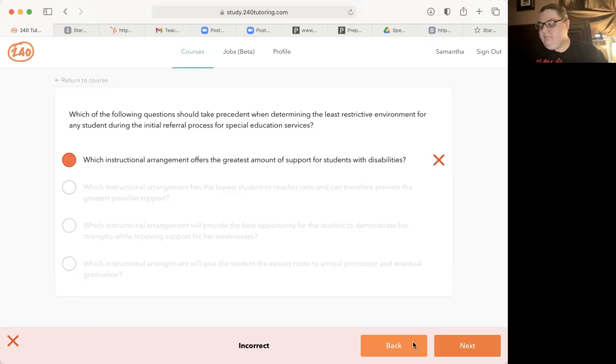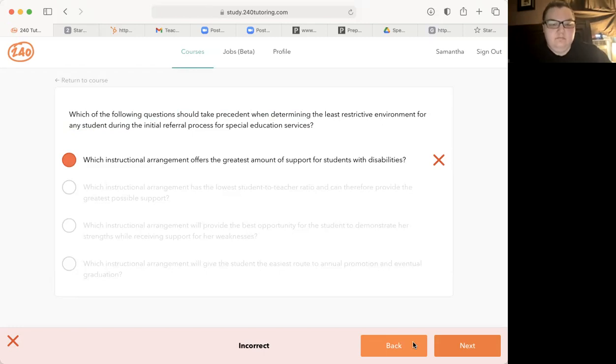So proceed when you determine the least restrictive environment, the LRE, for any student during the initial referral process for special education services. Let's go back with my little handy dandy pen and highlight keywords and phrases before I look at and eliminate any answer choices. And I never eliminate right off the bat. I always read through all of them first.